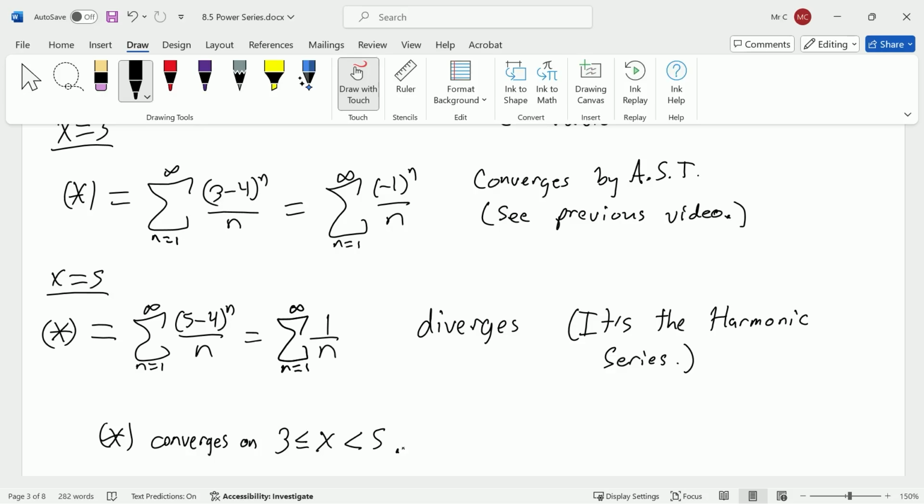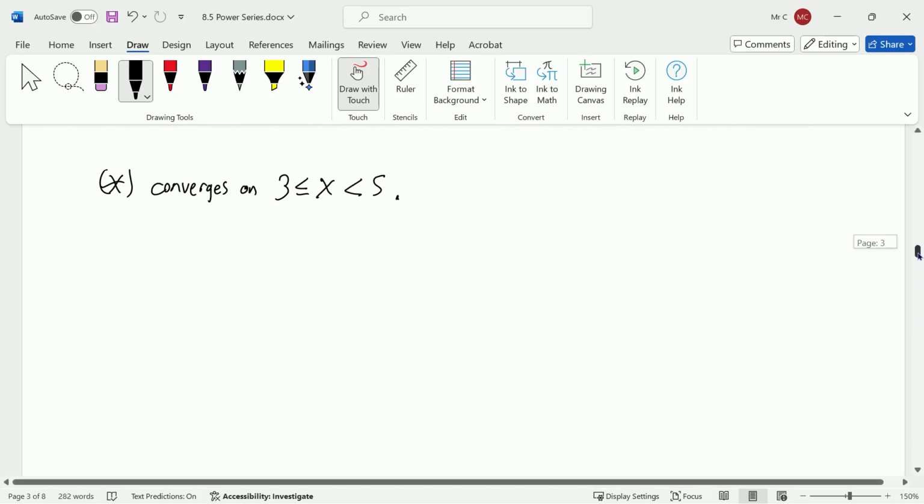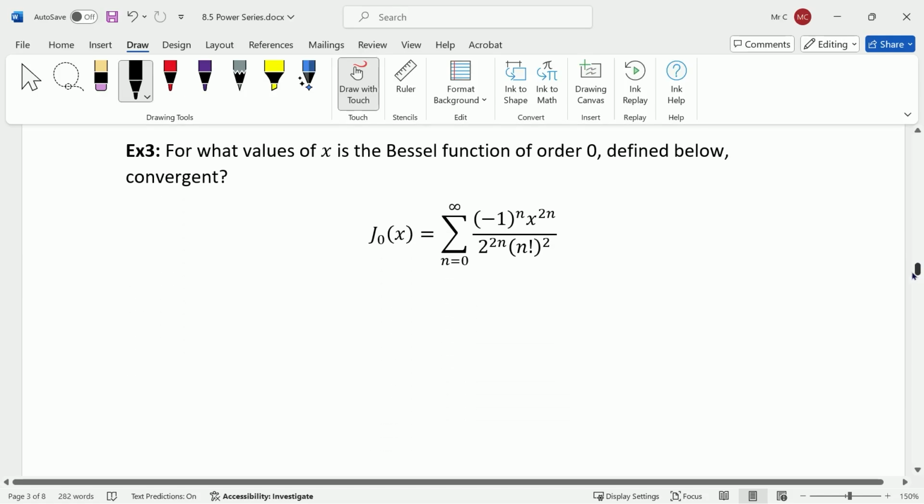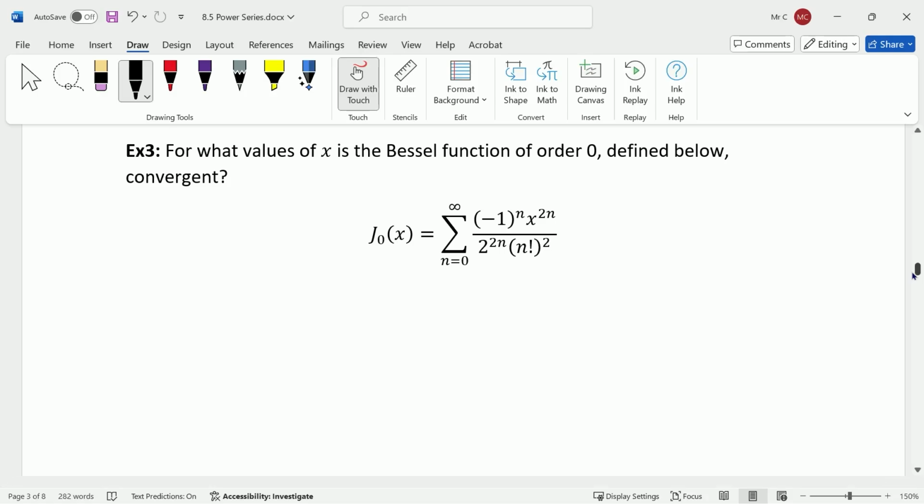Now let's take a look at another example. Example 3: for what values of x is the Bessel function of order 0 defined below convergent? This function is notated J naught of x, and it's equal to the series from n equals 0 to infinity of (negative 1) to the nth power times x to the 2n over 2 to the 2n times (n factorial) to the second power.